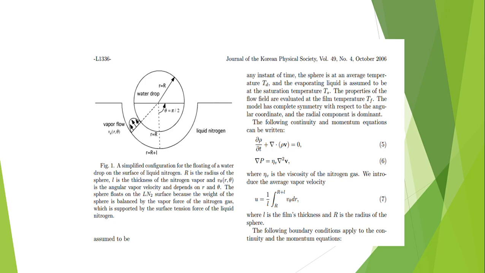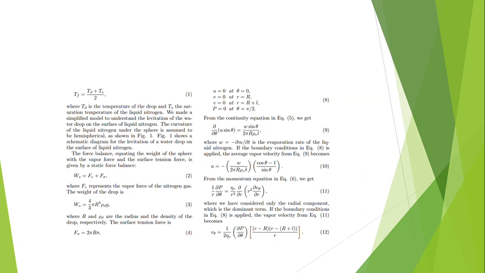We introduce the average vapor velocity U = 1/L ∫ from r to r+L of v0 dr, where L is the film thickness and r is the radius of the sphere. The following boundary conditions apply to the continuity and the momentum equation. Here you can see equation number 8: u = 0 at θ = 0. When r equals R, then v = 0, and v = 0 if r = R + L. P = 0 at θ = π/2.